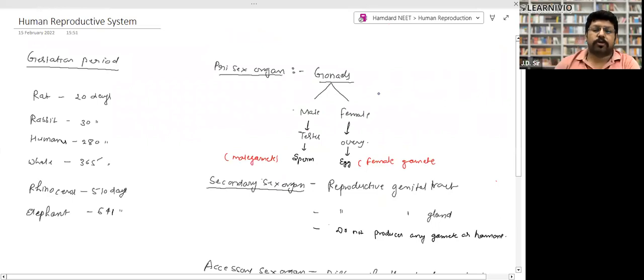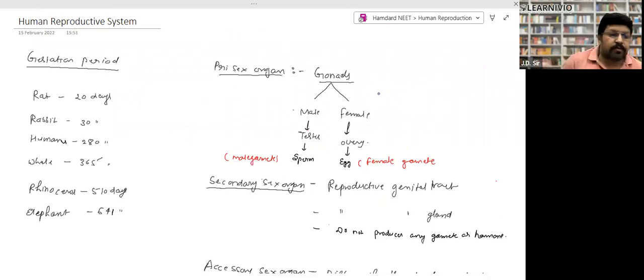The first and foremost thing, which you have to cram, is the gestation period, which is written on the screen, right? What is the gestation period? It means the time period for which any organism carries a baby inside its womb. The gestation period for a rat is 20 days. They carry the baby for 20 days. The gestation period for a rabbit is 30 days. For a human, 280 days. For a whale, 365 days. For a rhinoceros, 510 days. And the maximum is with the elephant, 641 days.